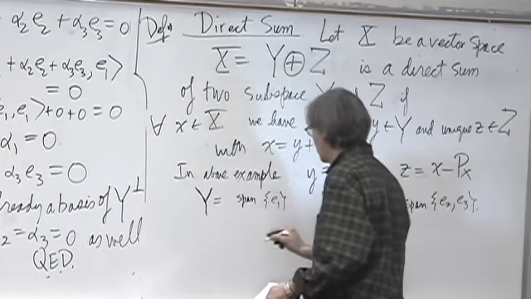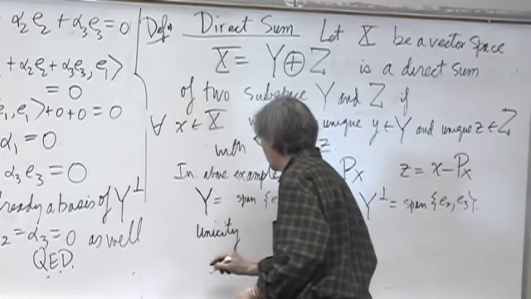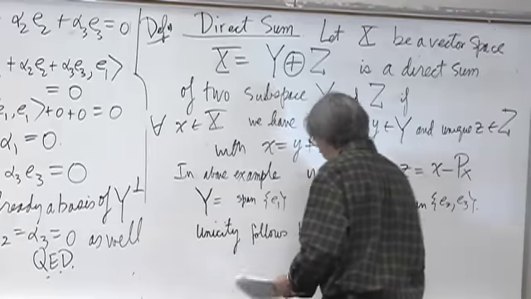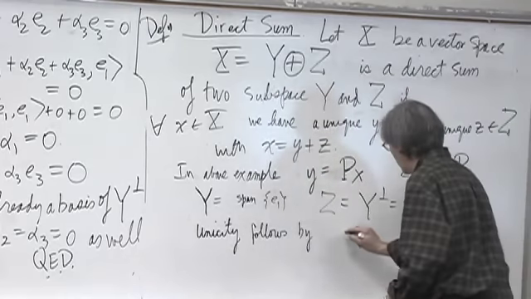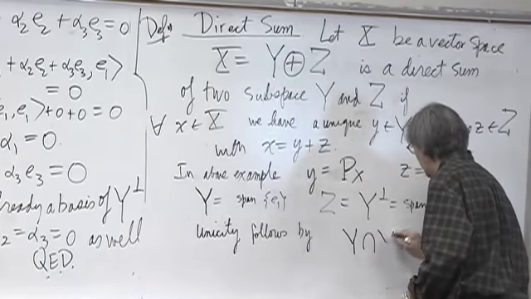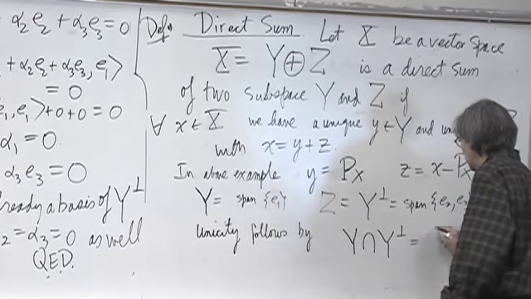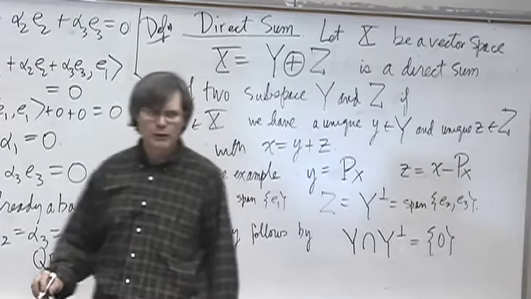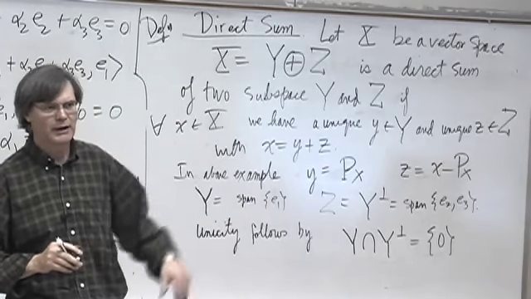Indeed, unicity follows by the computation that Y intersect Y perp, or the orthogonal complement as it is called, is equal to the zero subspace. That's going to be true whenever I have an orthogonal complement. I'm always going to define an orthogonal complement as the set of all vectors that are perpendicular to everything in capital Y.